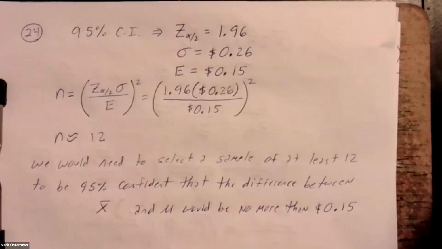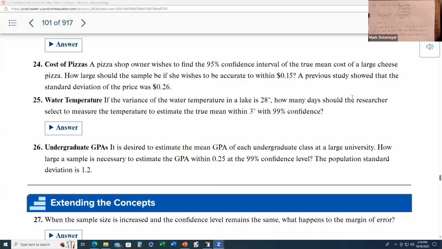Number 25, we could have you work on this last one here. We'll call this the last class work. If the variance of the water temperature in a lake is 28 degrees, how many days should the researcher select to measure the temperature to estimate the true mean lake temperature within 3 degrees with the 99% level of confidence?